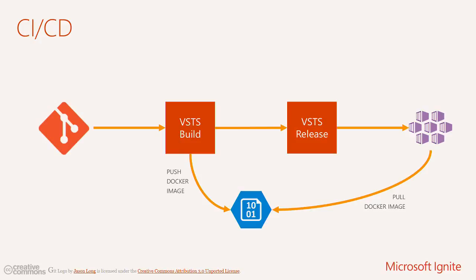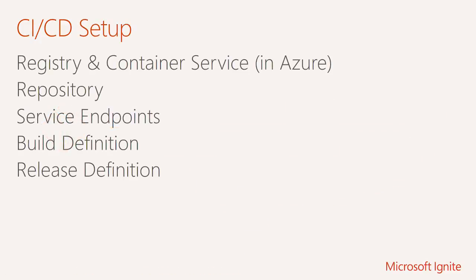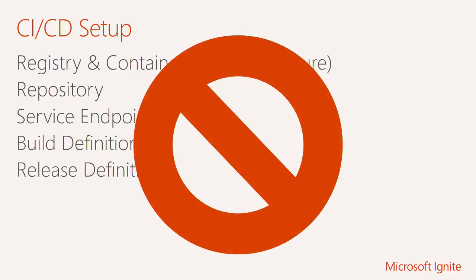And that involves a bunch of steps. First of all, you've got to set up your registry and container in Azure, which I've said takes about 20 minutes. Then you need to set up your source code repository. You've got to set up a bunch of service endpoints that tell VSTS how to talk to the Docker endpoints. Configure a build definition that uses those service endpoints to drive the code. And you've got to set up the release definition with multiple environments. So it's kind of a laborious process. You don't have to do it. There's a fast way.